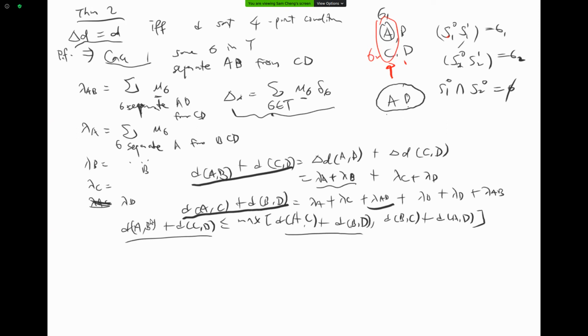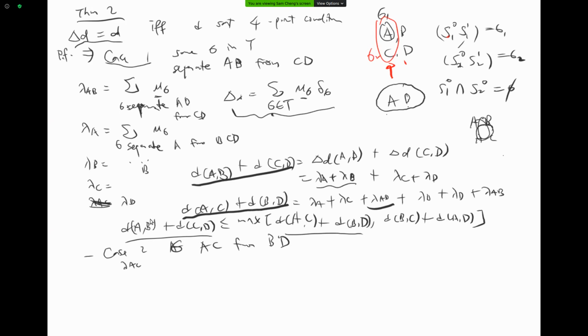So we theoretically should consider all 4 cases. So AB, AC, like for a tree that has sigma that separates AC from BD, and for a tree that separates AD from CB and so on. But let me just do one more. Let's say case 2, where I have some sigma that separates AC from BD. So for this case, instead of lambda AB, I have some lambda AC.